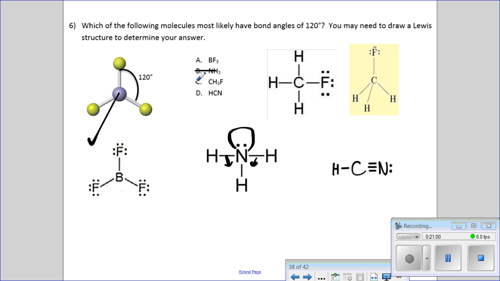And then the last one, HCN. So you have a central atom and then 2 elements bonded to the central, but no lone pairs on the central. So 2 bonds, no lone pairs on the central. That's going to be a linear structure. So D is out. So your answer there is A. And remember, boron is an exception to the octet rule. It only needs 3 single bonds to be chemically stable.